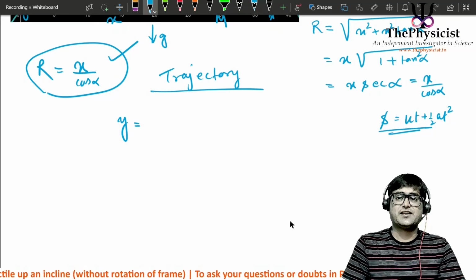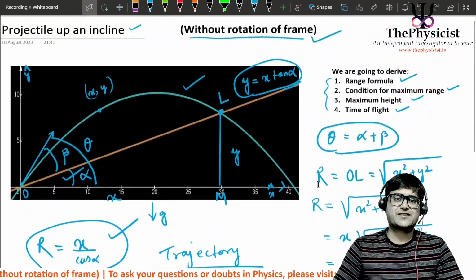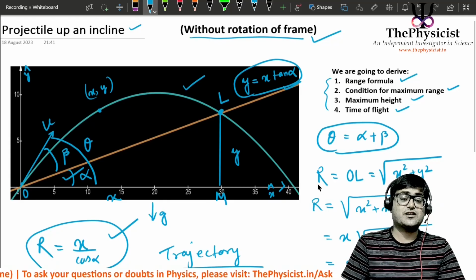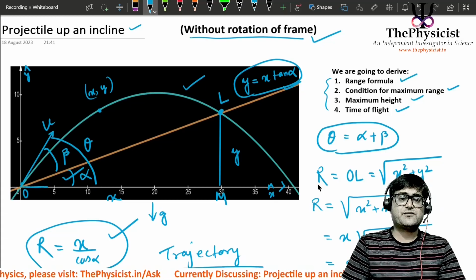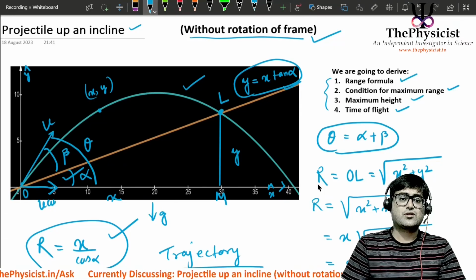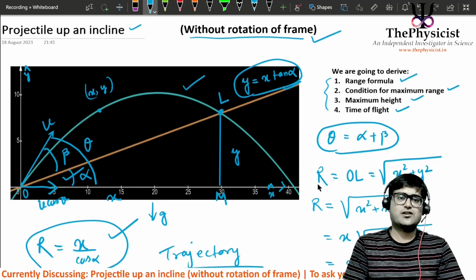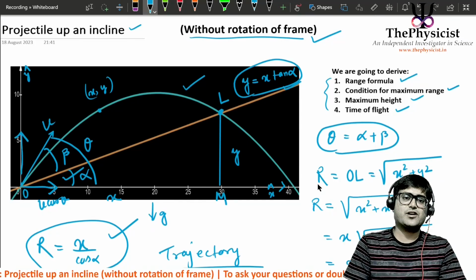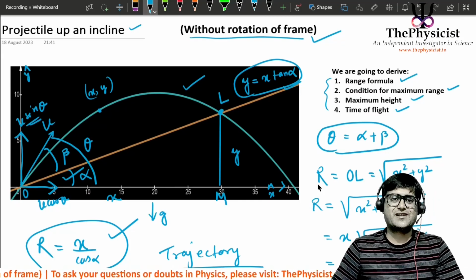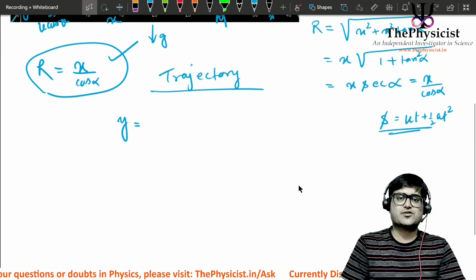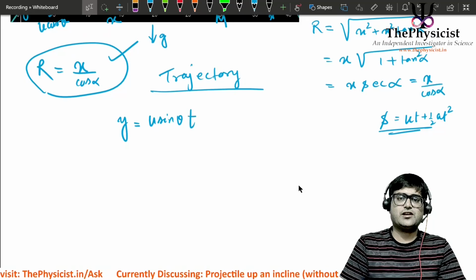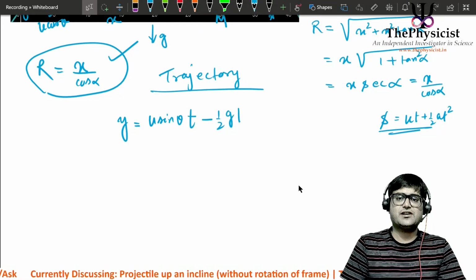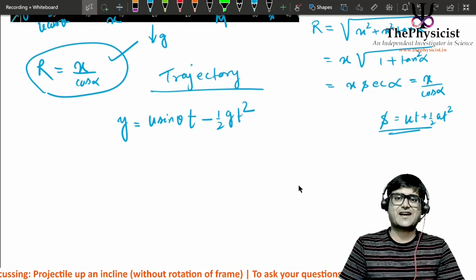So y is ut. What is u? Okay, first of all, let's see. This is the initial velocity with which it is thrown at an angle theta. That means the horizontal component is u cos theta, which remains constant throughout. And then the vertical component is u sin theta, as we have already used these expressions for ground to ground projectile. So it's going to be u sin theta into t minus half g t squared, right? Because acceleration here is negative g.